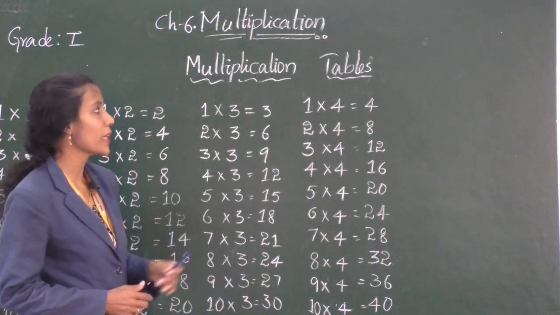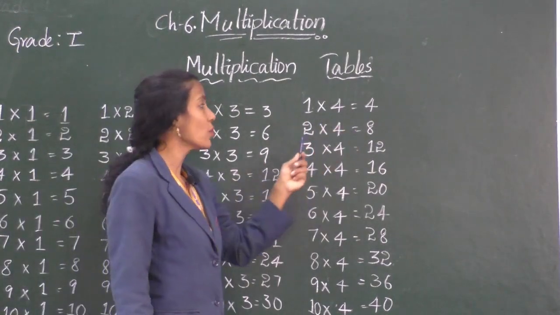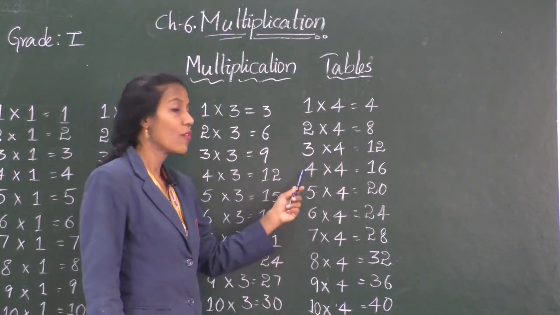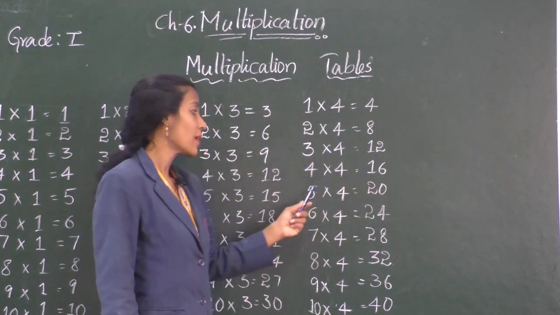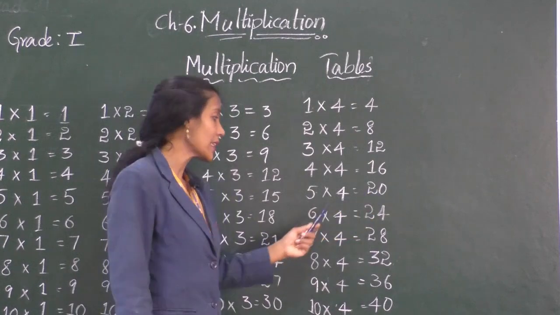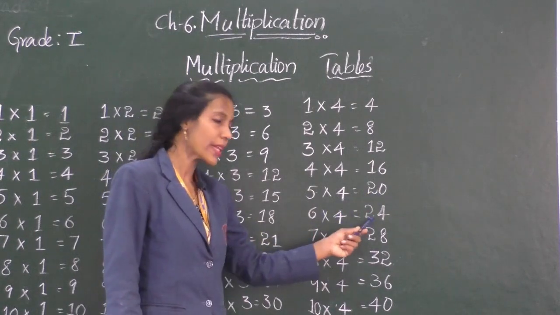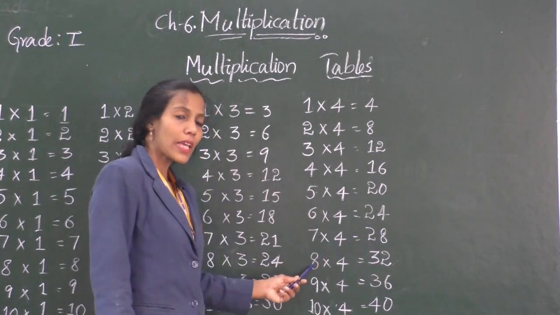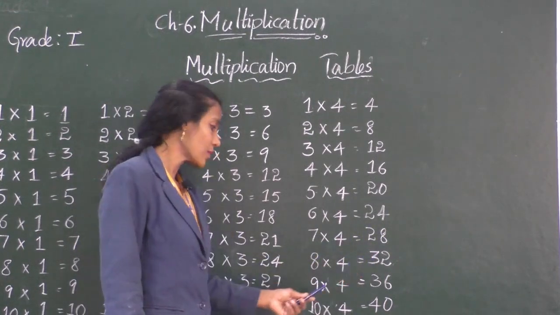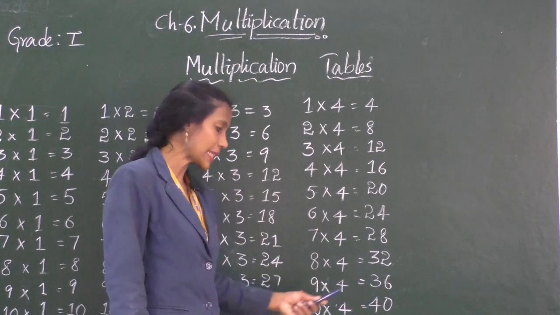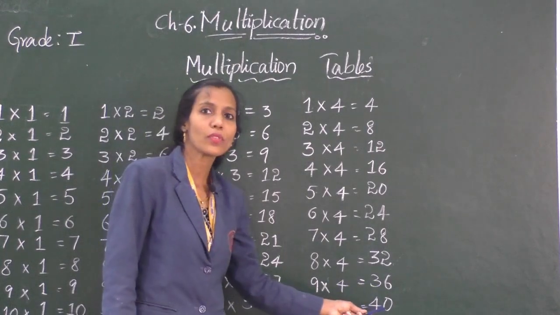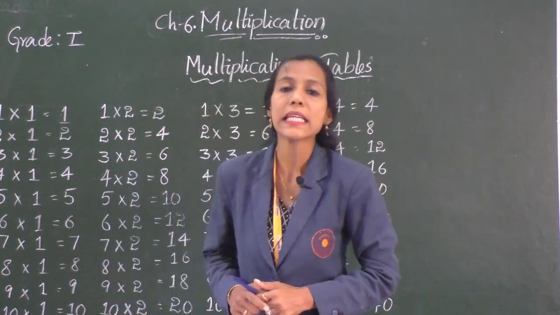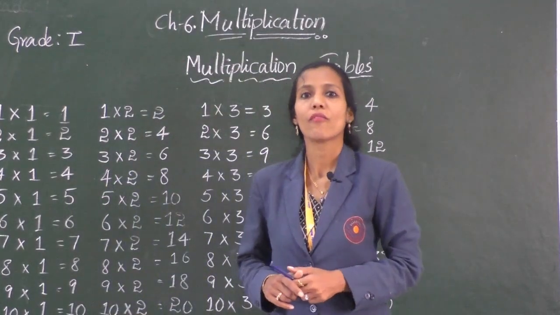So the table would be 1 into 4 is 4, 2 into 4 is 8, 3 into 4 is 12, 4 into 4 is 16, 5 into 4 is 20, 6 into 4 is 24, 7 into 4 is 28, 8 into 4 is 32, 9 into 4 is 36, 10 into 4 would be 40. So our 4's table is also done. Next we'll do 5's table.